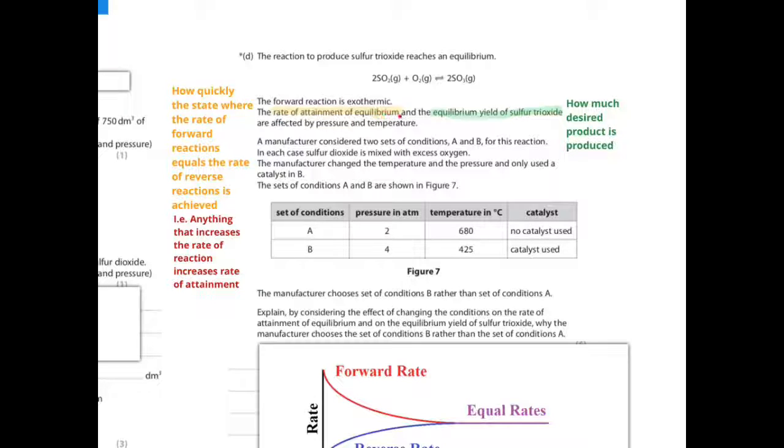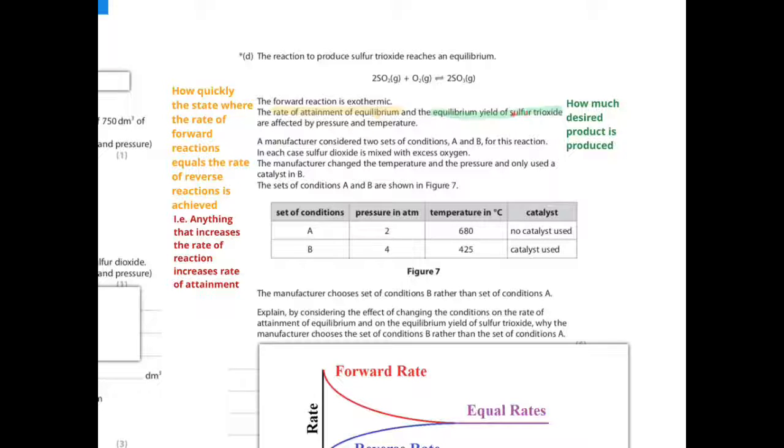So the rate of attainment of equilibrium is basically saying how quickly the state where the rate of the forward reaction equals the rate of the reverse reaction is achieved. So how quickly until both these reactions, the forward one and the backward one, are occurring at the same rate. To make this easier for your brain to compute, in other words, anything that increases the rate of reaction will increase the rate of achieving this state. So any factor which will increase collisions between particles will increase the rate of attainment of equilibrium.